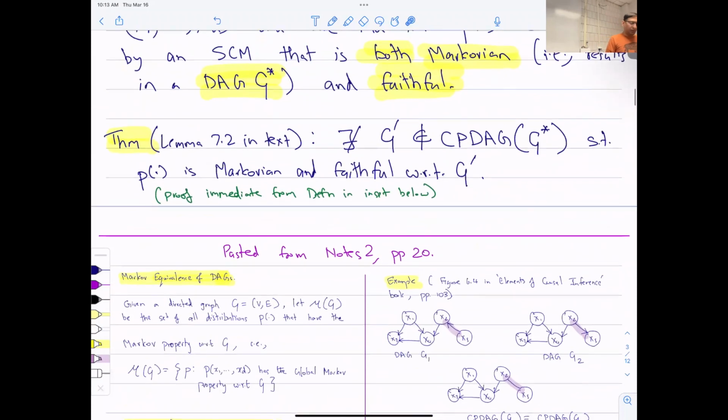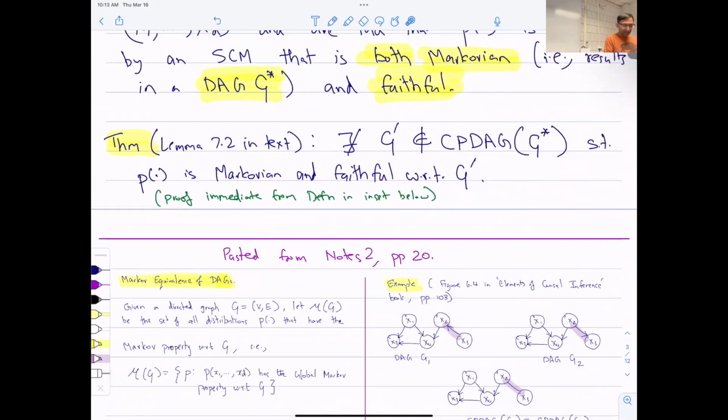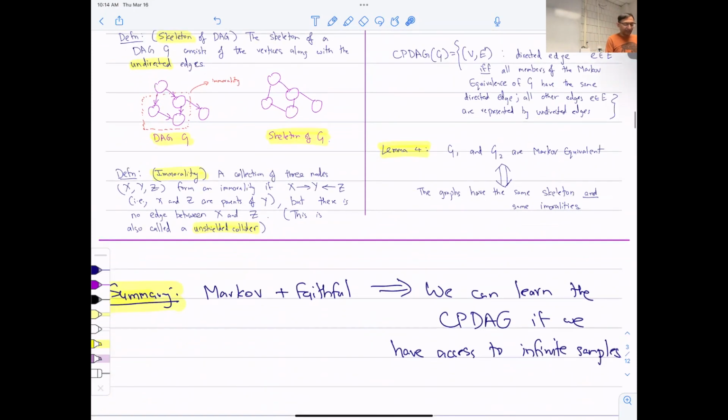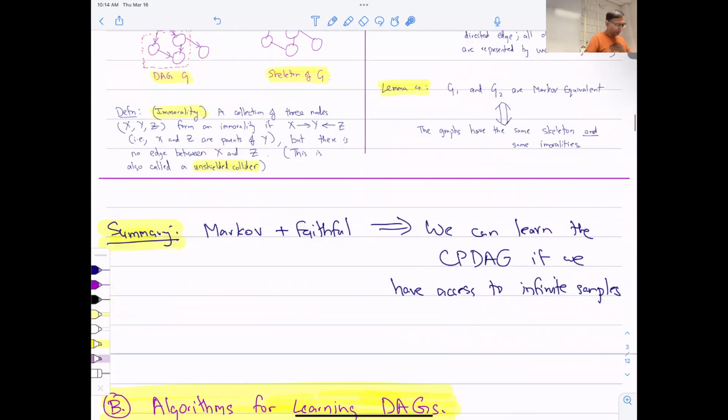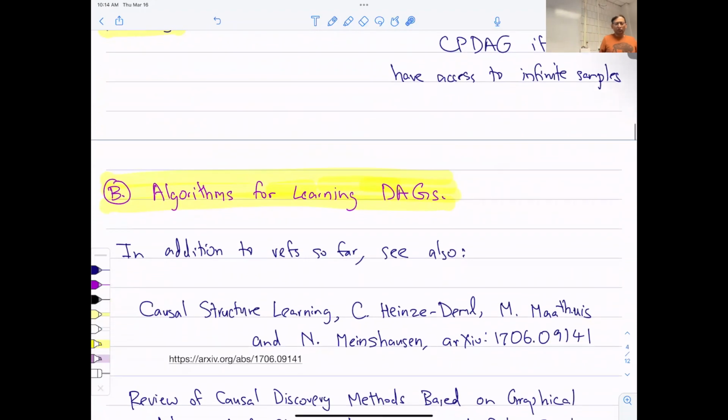So what the main result says is that there does not exist a graph outside the CP DAG such that P is Markovian and faithful with respect to G prime. The ground truth, say, is G prime. Essentially the summary of the statement is: if you have faithfulness, then we can learn the CP DAG if you have access to infinite samples. That's what you can get to. All right. So now that we can learn CP DAGs with infinite samples, how do we go about doing it?